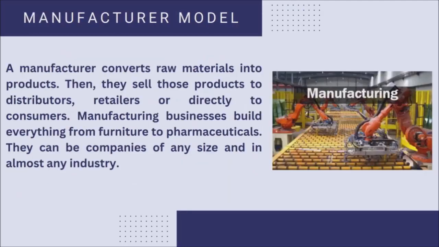Manufacturer model. A manufacturer converts raw materials into products. Then they sell those products to distributors, retailers, or directly to consumers. Manufacturing businesses build everything from furniture to pharmaceuticals. They can be companies of any size and in almost any industry.